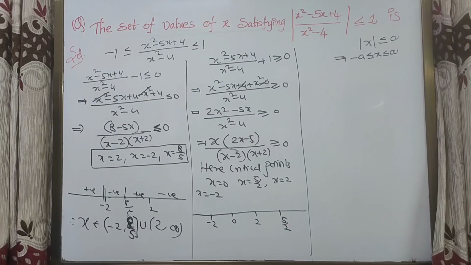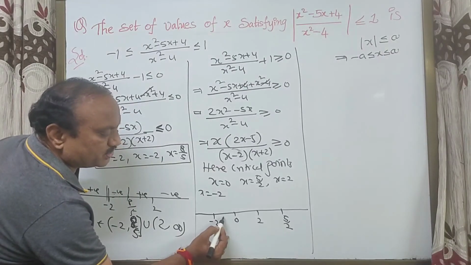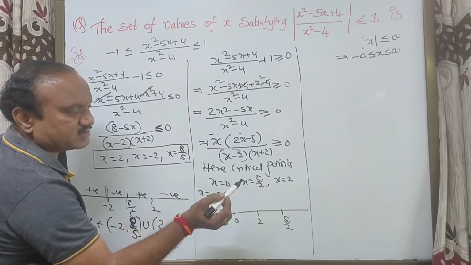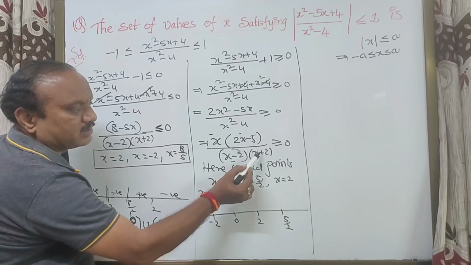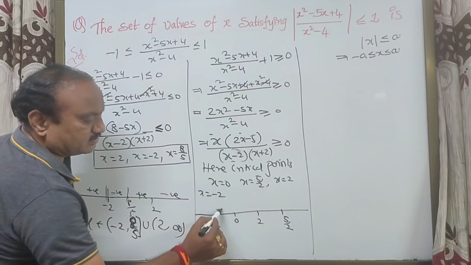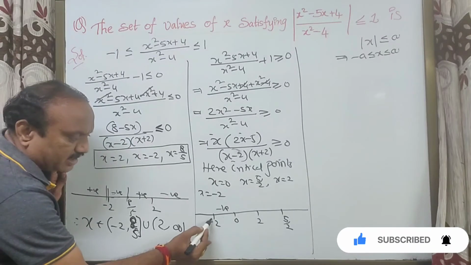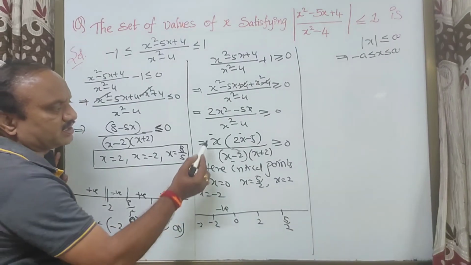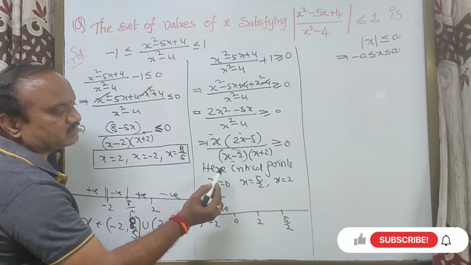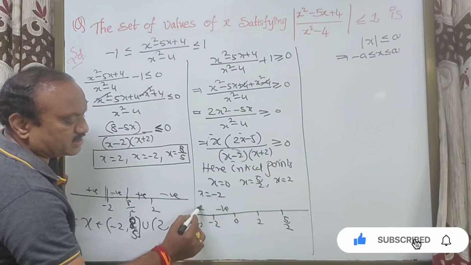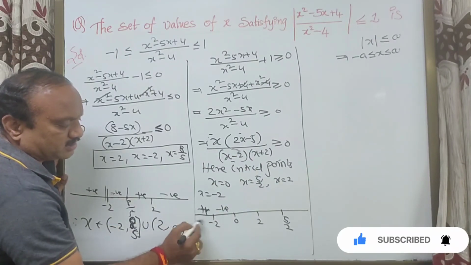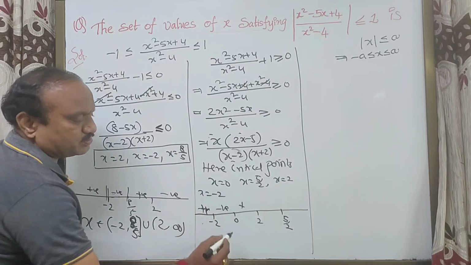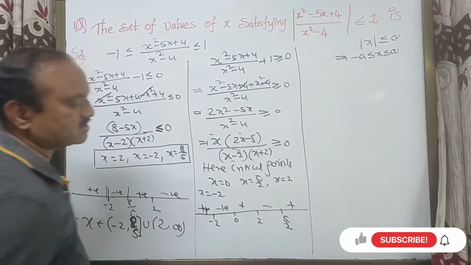My dear students, in between minus 2 to 0, you take minus 1. When minus 1, it is negative, it is positive. Total value is negative. Take a number below minus 2. Let us take minus 3. Negative, negative, negative. Total value positive before minus 2. Below minus 2 positive, next negative, next positive, next negative, next positive.